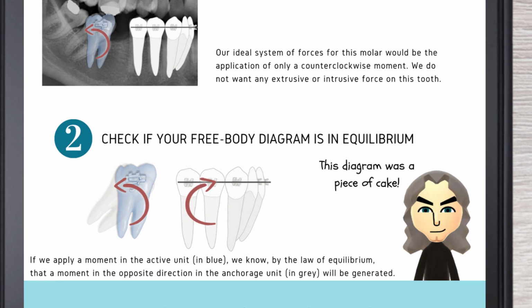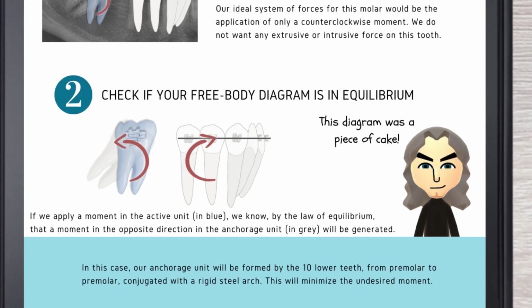Step 2. Check if your free body diagram is in equilibrium. If we apply a moment in the active unit, in blue in this figure, we know by the law of equilibrium that a moment in the opposite direction in the anchorage unit, in gray in this example, will be generated. So this diagram was a piece of cake.